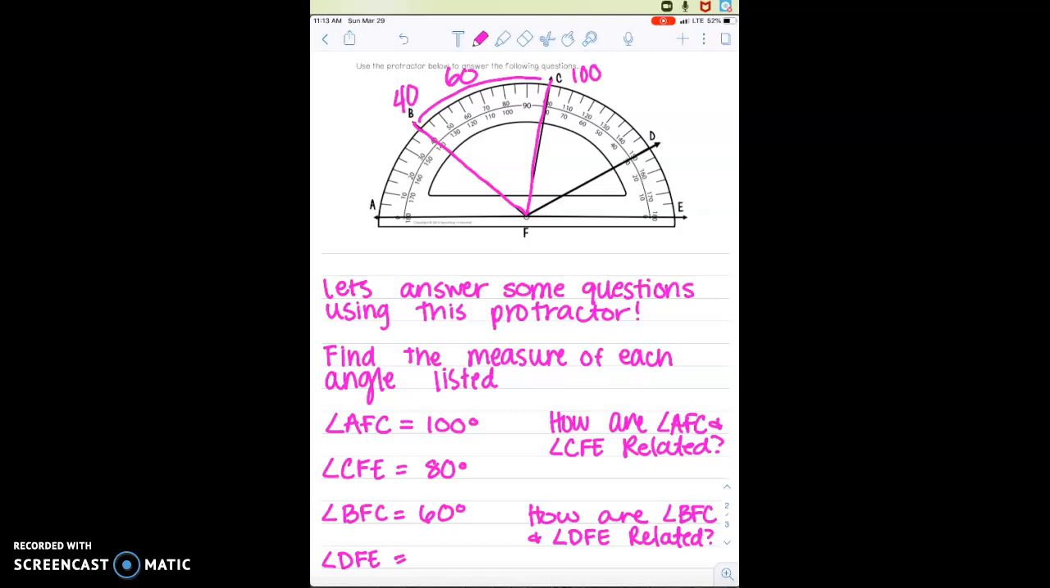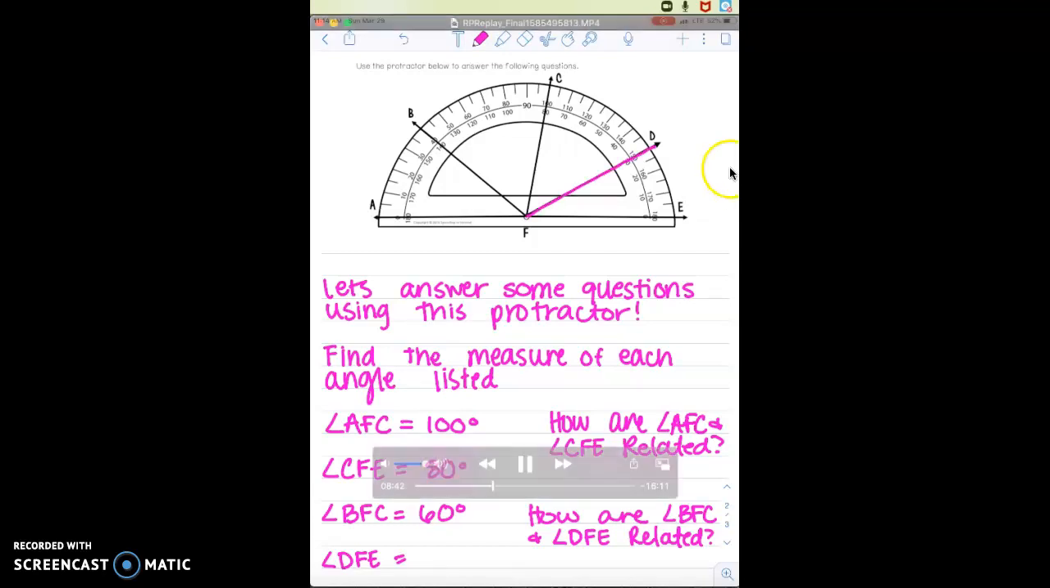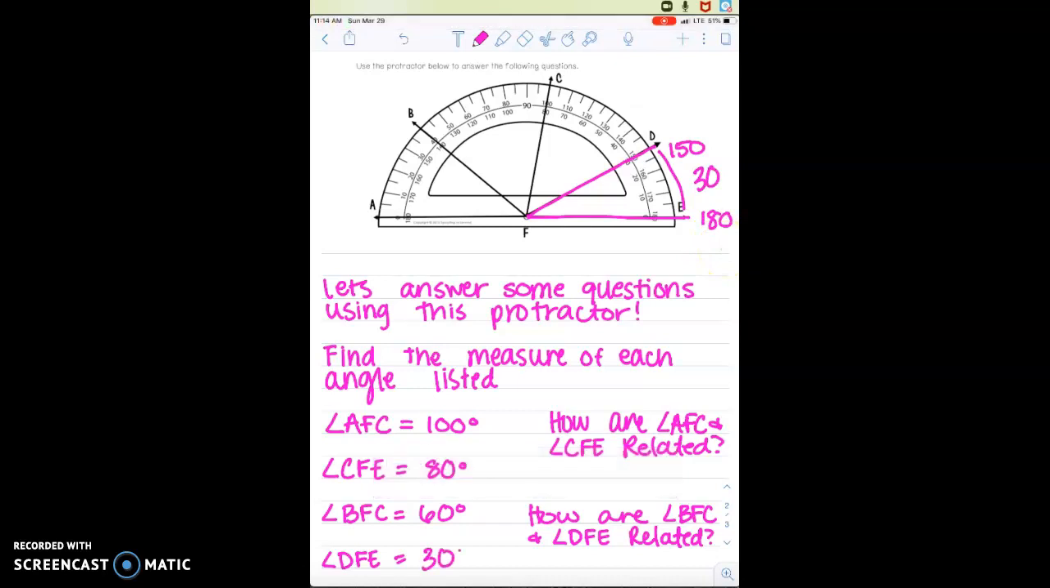Okay, so right now I want you to pause the video. And if you were a little confused on how to do these, I want you to try DFE on your own. If you got them, then go ahead and keep playing it. Okay, so I'm going to start at D, go down to F, and then go out to E. I look at D, it's right at 150. E is at 180, got to find the distance. And we know the difference between the two is 30 degrees. So angle DFE is going to be 30 degrees.